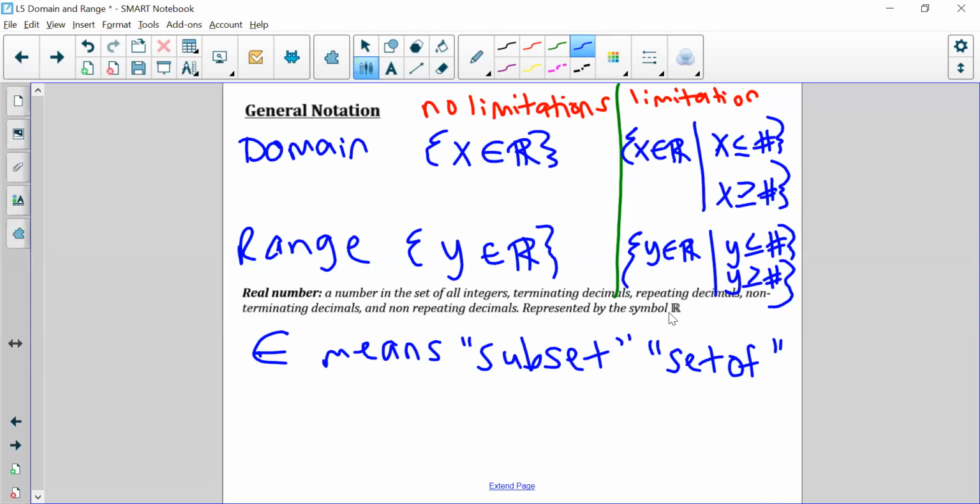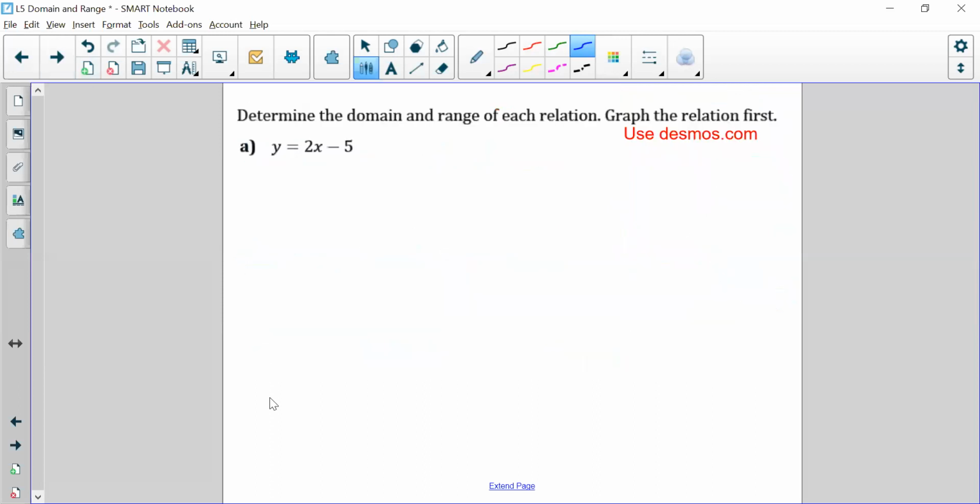3, 2, 1. Okay, we're going to practice this. Here is a function: y equals 2x minus 5. I'm going to graph it on Desmos, and then we're going to try to see what's the domain and the range of the relationship. So let me switch over to Desmos.